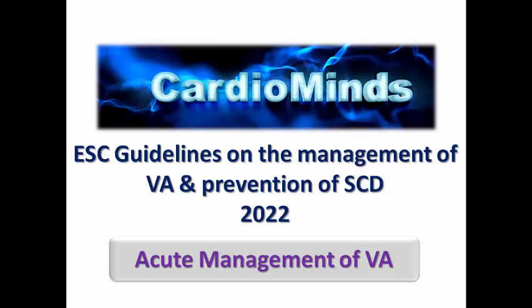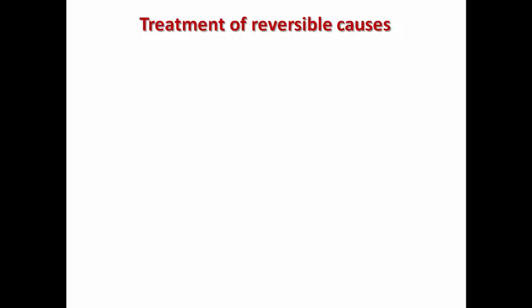Today we are focusing on the acute management of ventricular arrhythmia in the ER and in the CCU or ICU. The first question that we should ask ourselves when we deal with a patient with ventricular arrhythmias or sudden cardiac arrest: are there any reversible causes to be treated or not, as they may account for up to 50% of cases of sudden cardiac arrest.